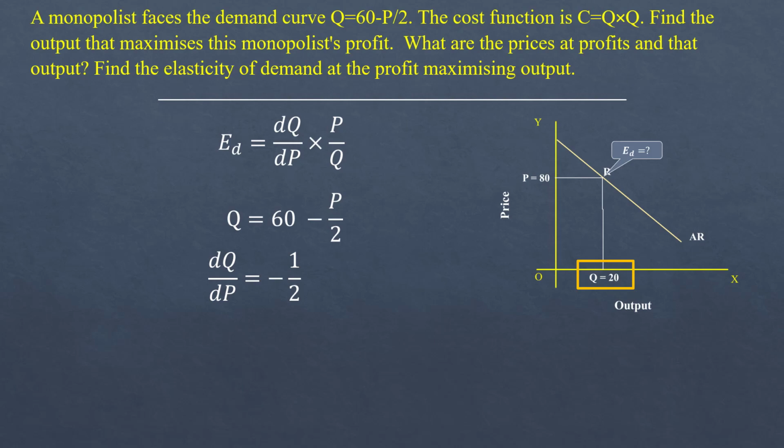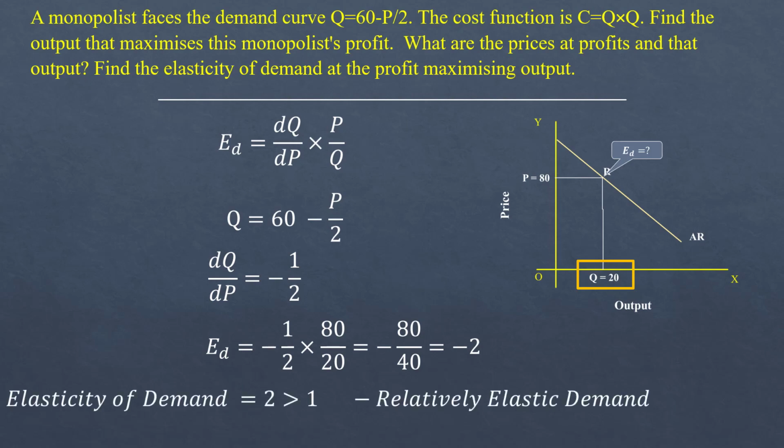You know the value of Q and P. Substitute them in the formula. Minus 2 times 80 over 20, minus 160 over 20, minus 8. When we take the absolute value, we get 2. At profit maximizing output, the elasticity is 2. That is, demand is relatively elastic.